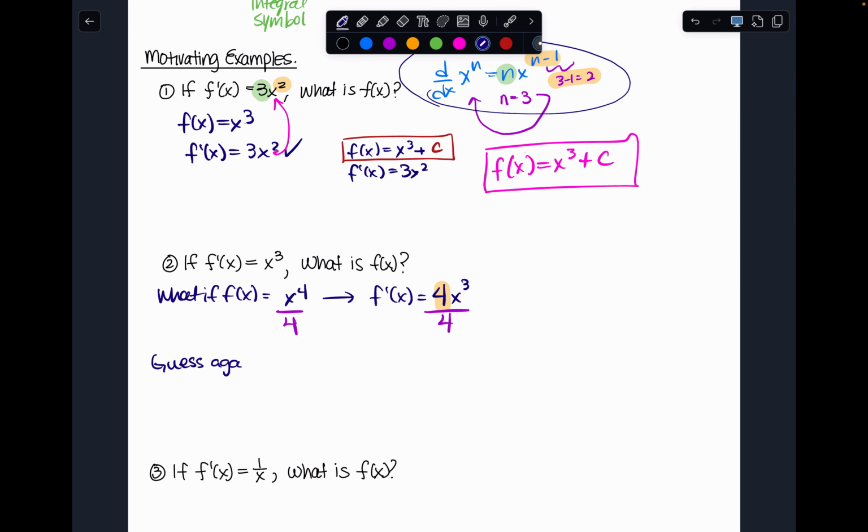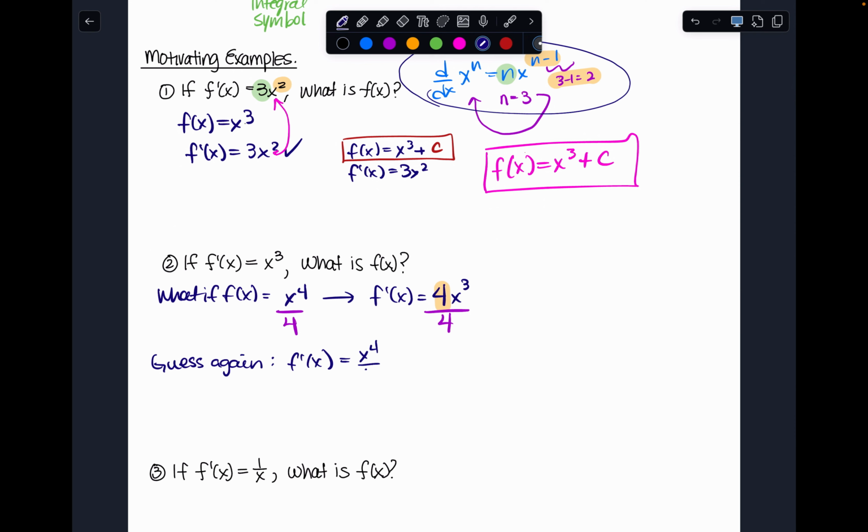I don't want you guessing. Later you're going to be given formulas and you're going to get quicker with this, but for the sake of illustration of what the antiderivative actually is, which is super helpful versus just throwing formulas in your face and saying, here, memorize them. Nope.